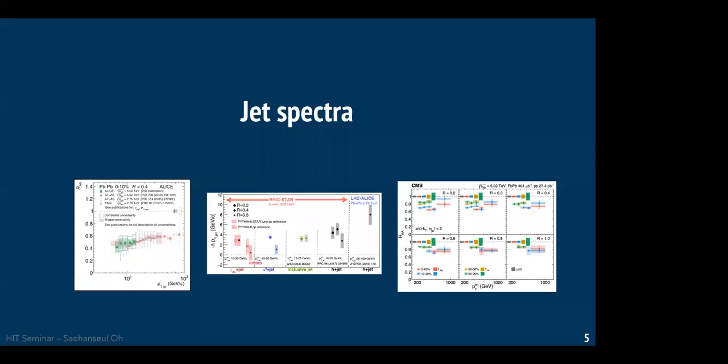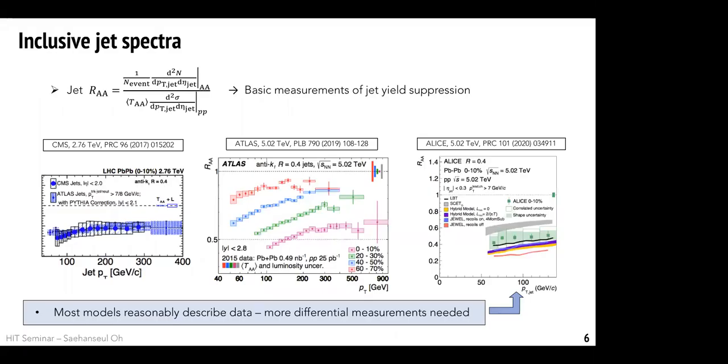So let's begin with the jet spectra. Spectrum measurement is one of the most basic measurements in heavy ion physics, and also in high energy physics. The first is the inclusive jet spectra. When we say inclusive jet, that means we just measure every jet in the heavy ion event. The inclusive jet spectra is the basic measurement of jet yield suppression, which is usually quantified with the jet RAA defined here: the spectra in heavy ion collisions over the pp reference scaled by TAA.